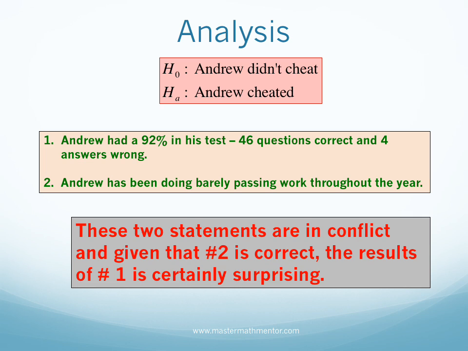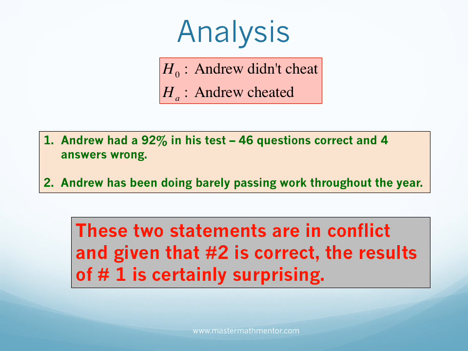Andrew is barely passing the course after a half year, which we presume is based on many quizzes, exams, and assignments. And yet he had a very high grade on this comprehensive midterm. Those two statements are in conflict. Statement 1 is surprising based on the reality of Statement 2. Is that enough evidence to decide that the null hypothesis is incorrect and the alternative hypothesis is?